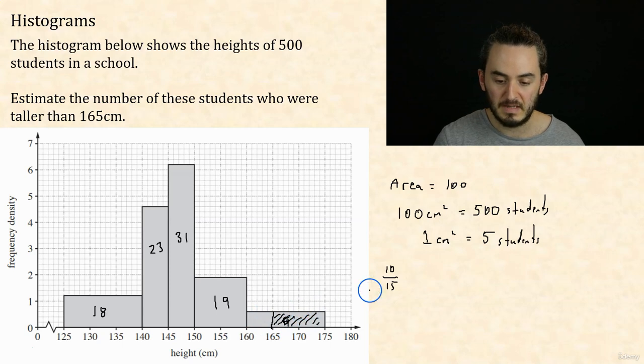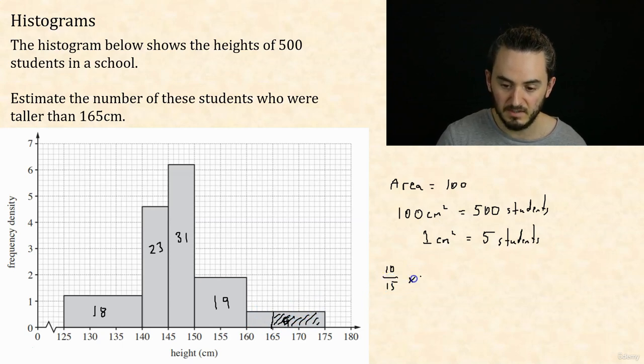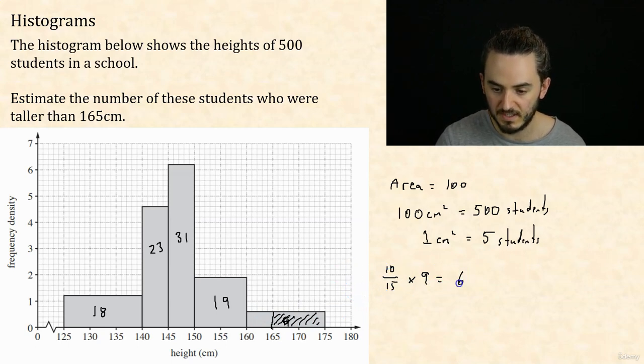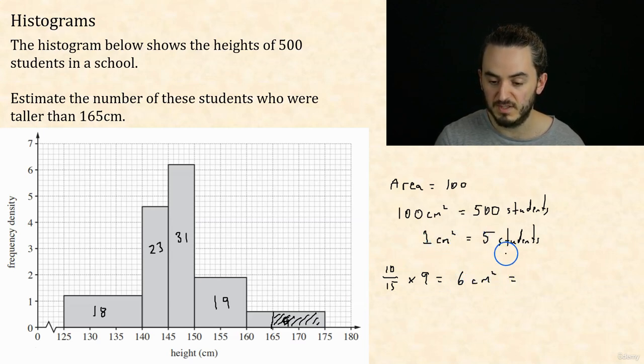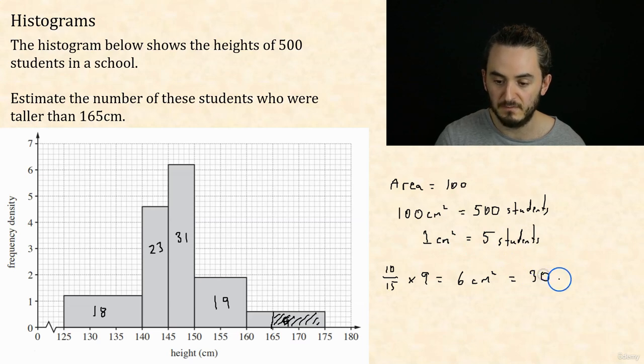That histogram had an area of 9. So the area of our section is 10/15 or 2/3 of 9, which is 6. And then we just say, well, how many students is 6 centimetres squared? Well, the relationship is that we just need to multiply by 5. So that's 5 times 6 is 30 students.